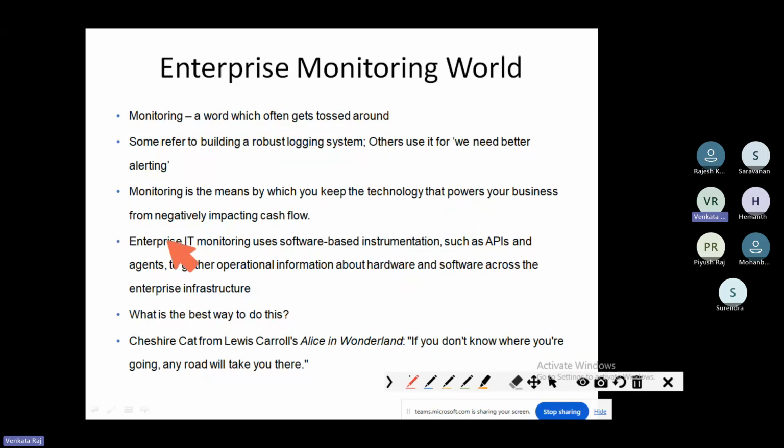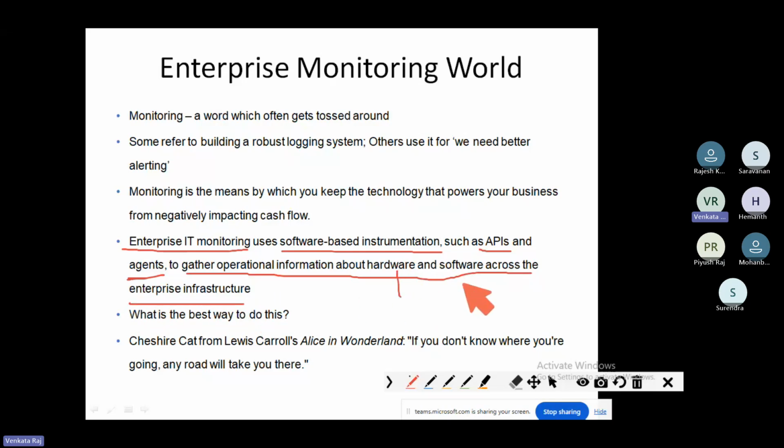So our enterprises, our organizations, customers, the monitoring team basically uses software-based instrumentation. Software-based instrumentation means we are using software to gather data to understand our applications, such as APIs or agents. What will they do? They will gather the operational information about the hardware and the software across the enterprise infrastructure.